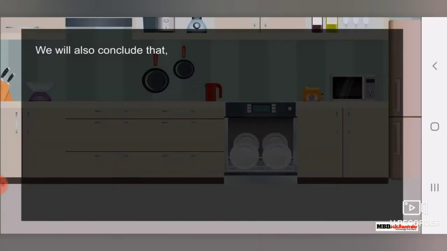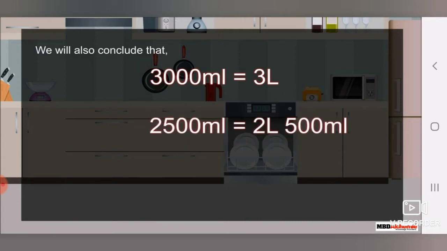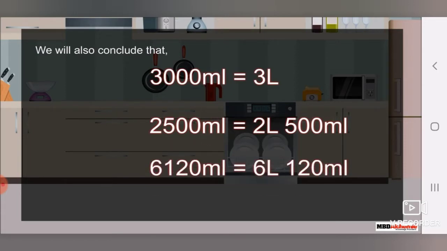We will also conclude that 3000 milliliters is equal to 3 liters. 2500 milliliters is equal to 2 liters 500 milliliters. 6120 milliliters is equal to 6 liters 120 milliliters.